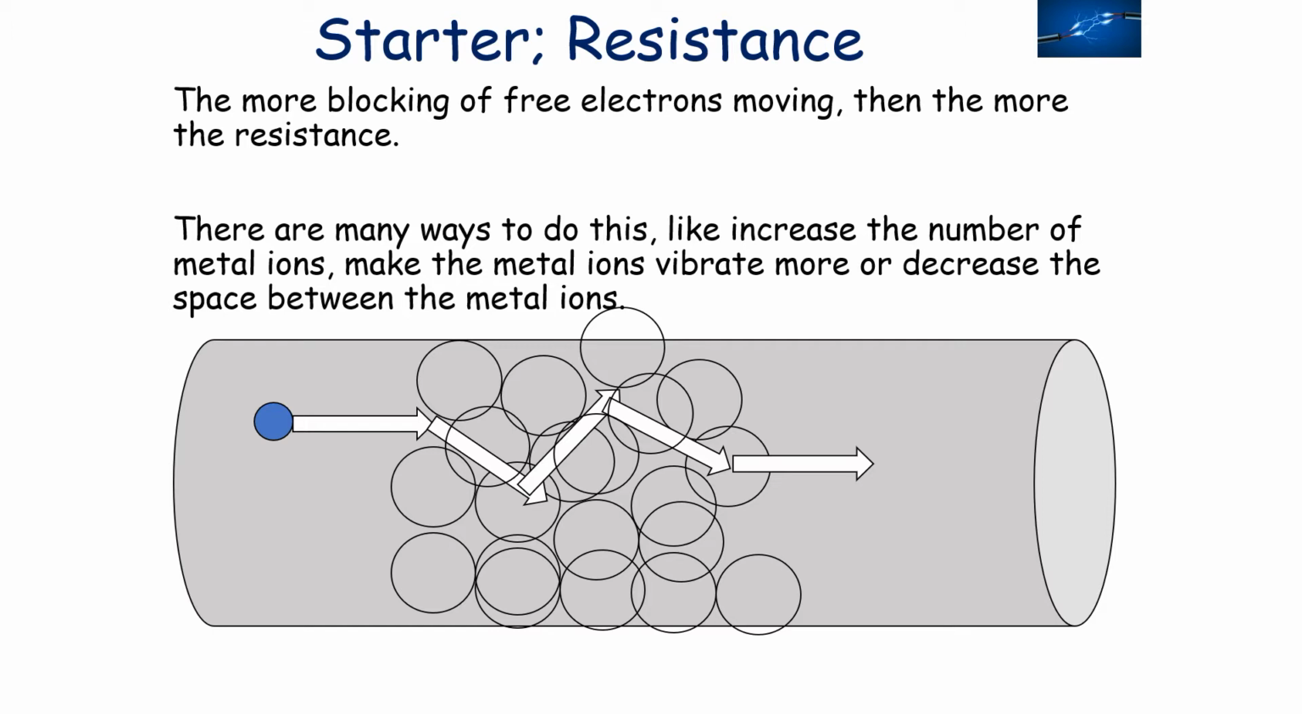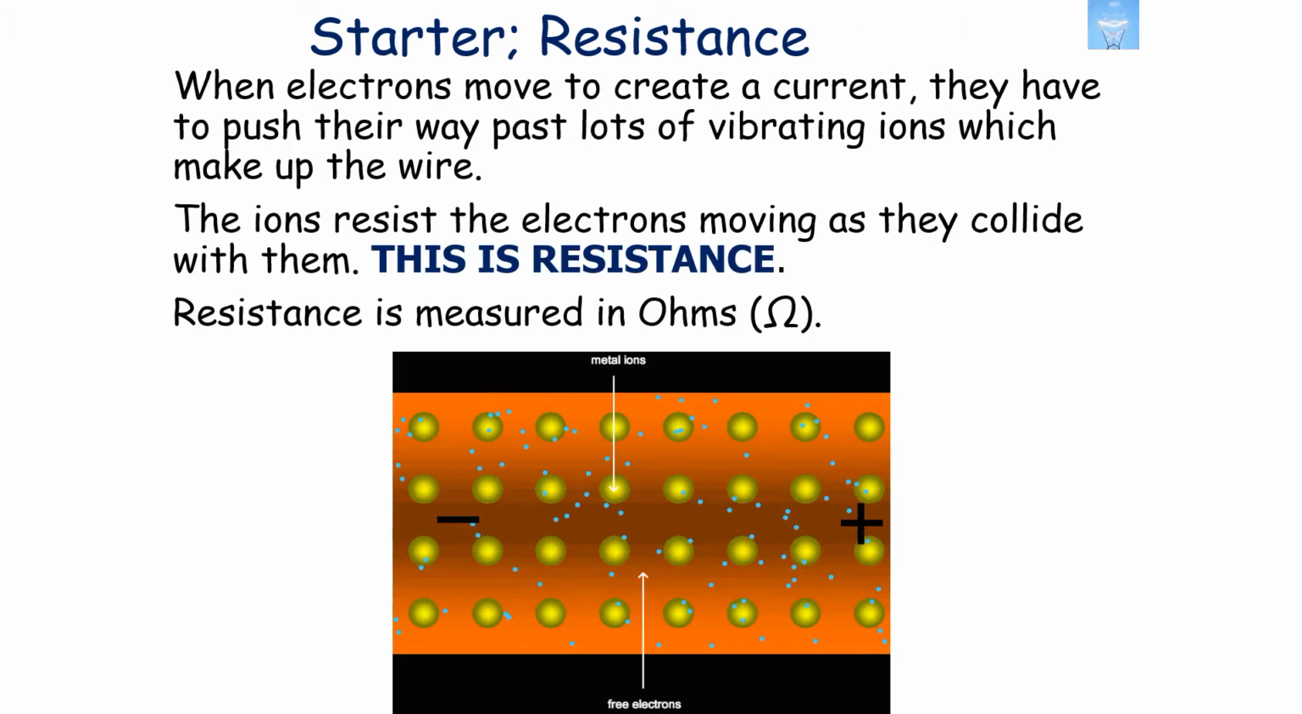There are many ways to do this, like increasing the number of metal ions, making the metal ions vibrate more, or decreasing the space between the metal ions. When electrons move to create a current, they have to push their way past lots of vibrating ions which make up the wire. The ions resist the electrons moving as they collide with them. This is resistance, and resistance is measured in ohms.